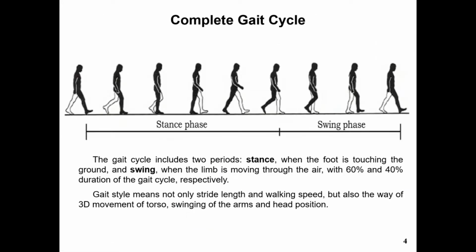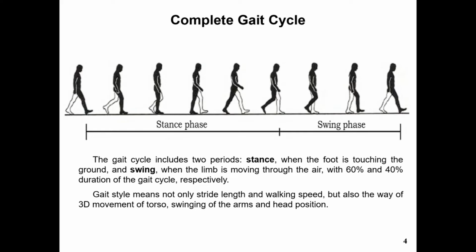The physical length of body parts and current motor skills define a person's gait style. The gait cycle includes two periods: the stance, when the foot is touching the ground, and the swing, when the limb is moving through the air, with 60 and 40% duration of the gait cycle, respectively.